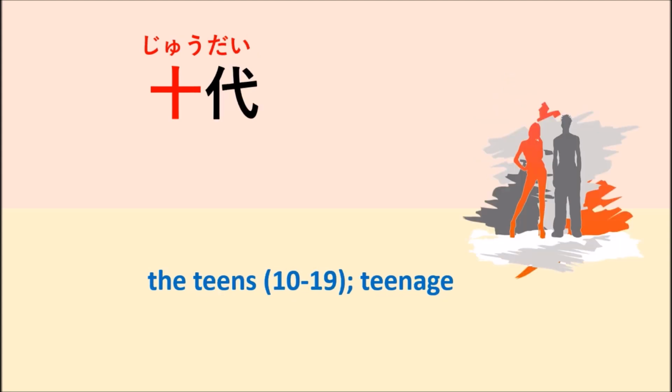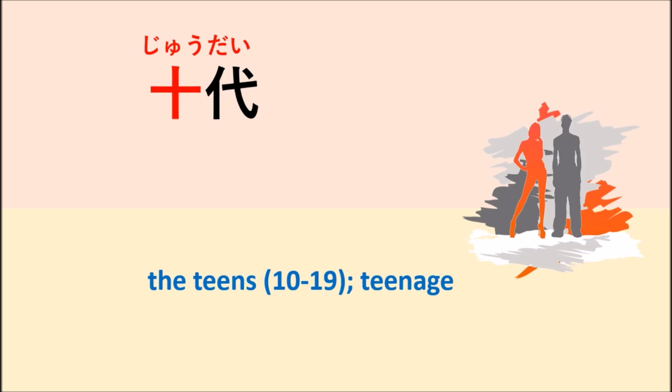Judai means the teens or teenager. Judai means the person who has an age between 10 and 19. So if your age is between 10 and 19, that means you are Judai. Judai means the teenager who has the age between 10 and 19.